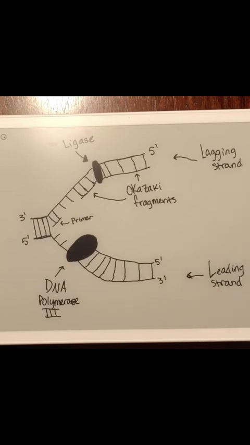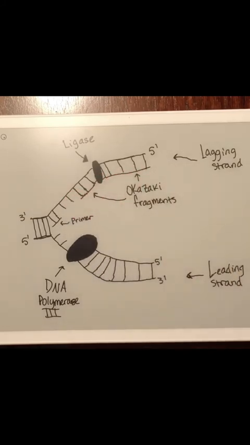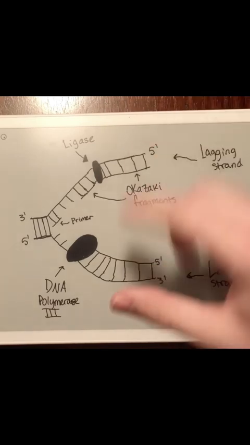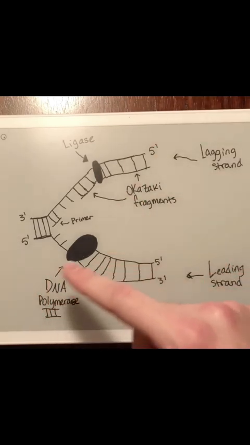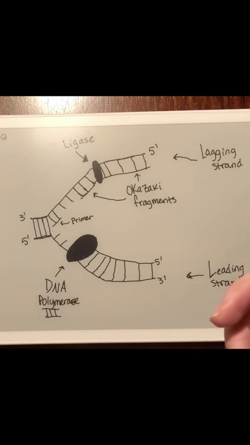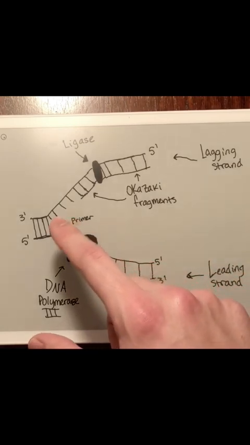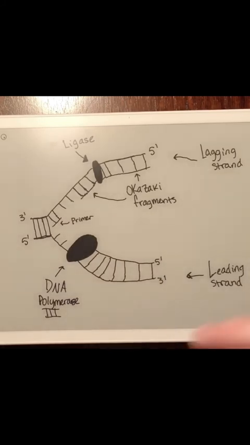The other strand is called the lagging strand, and it's composed of short segments of DNA called Okazaki fragments. An enzyme that's not pictured here, but has similar activity to this enzyme, is called DNA polymerase 1. The function of that enzyme is to actually replace the RNA primers that were laid down by primase and replace them with short DNA sequences.